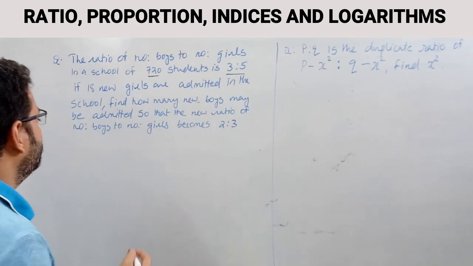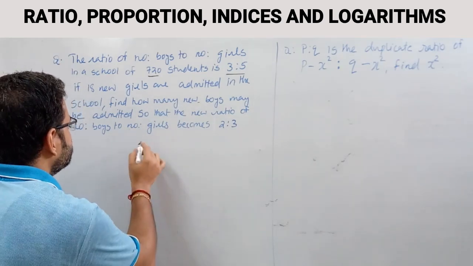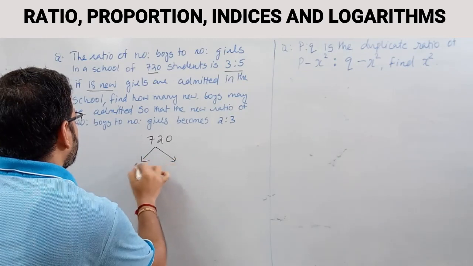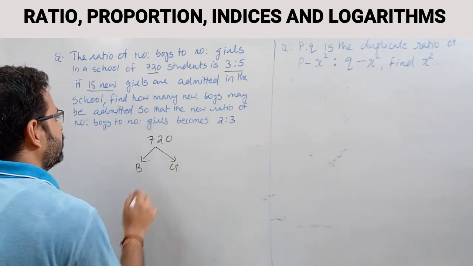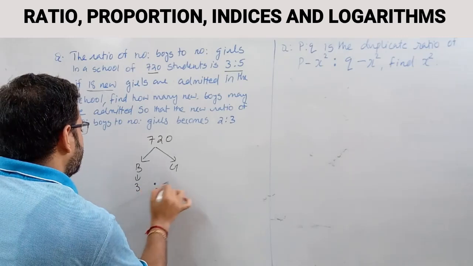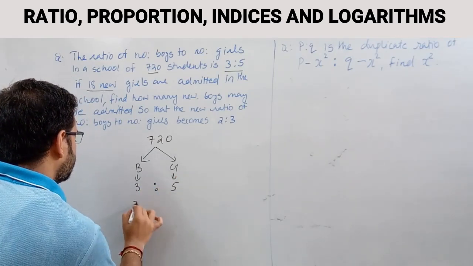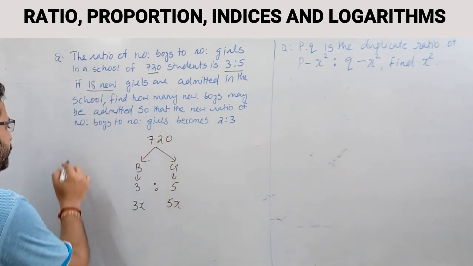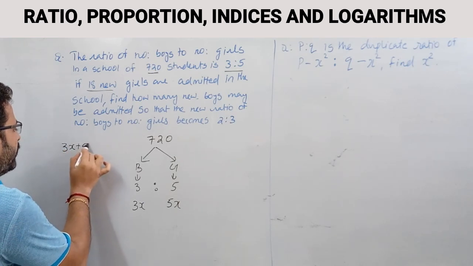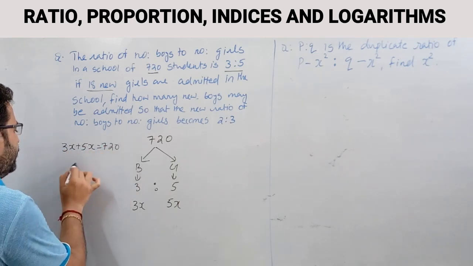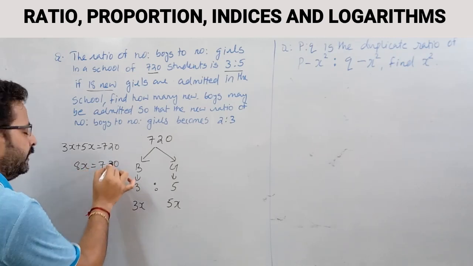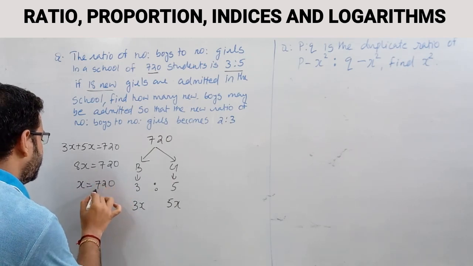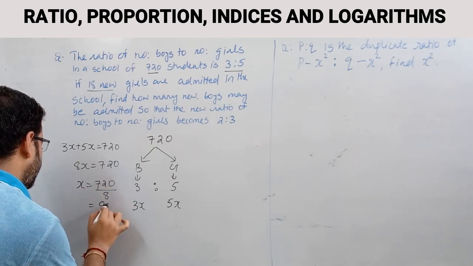Okay. Right now, the school contains 720 students in the form of boys and girls. The ratio is 3:5. That means there are 3x boys and 5x girls. Total is 720. 3x plus 5x is equal to 720. 8x is equal to 720. Then x is equal to 720 divided by 8, which is 90.